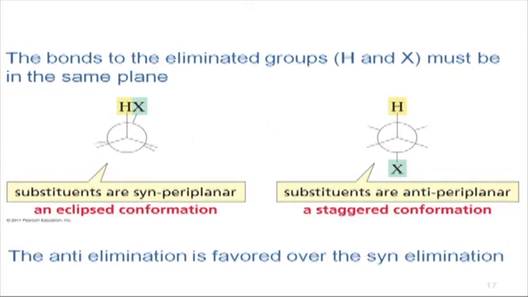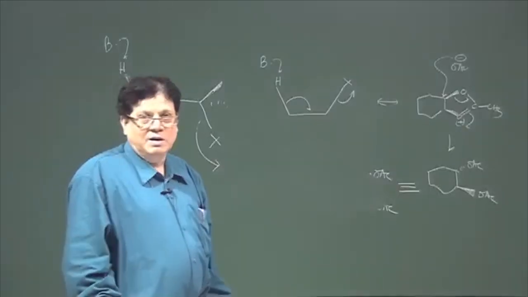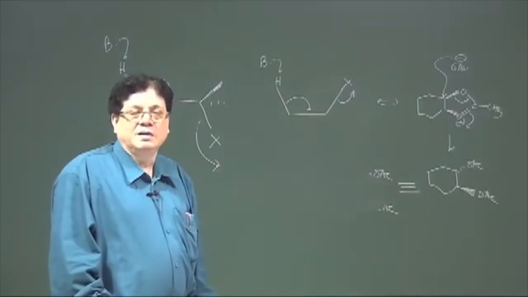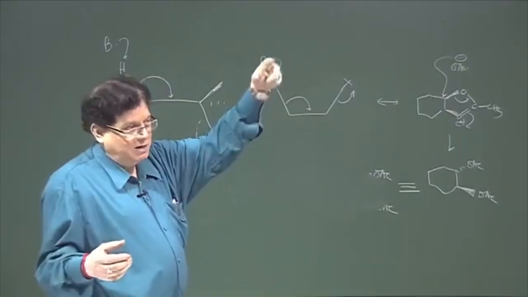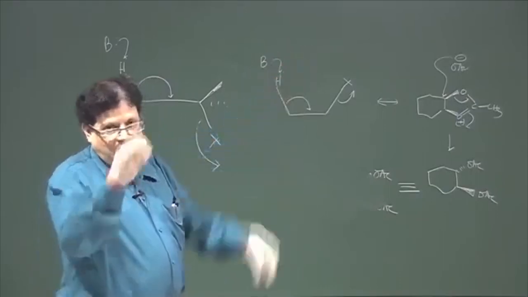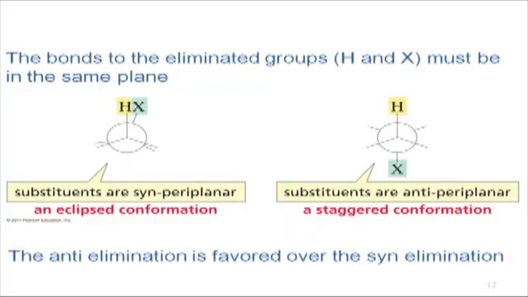There are cases where syn elimination takes place, but that is through a different kind of mechanism. When six-membered transition states are involved, then it could be a syn elimination. But otherwise, if it is disjointed, where a base comes and attacks, takes up the hydrogen and the X leaves, then it is always the anti type of elimination that takes place.